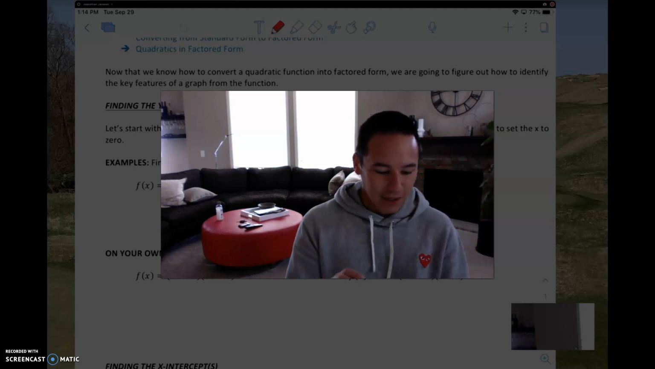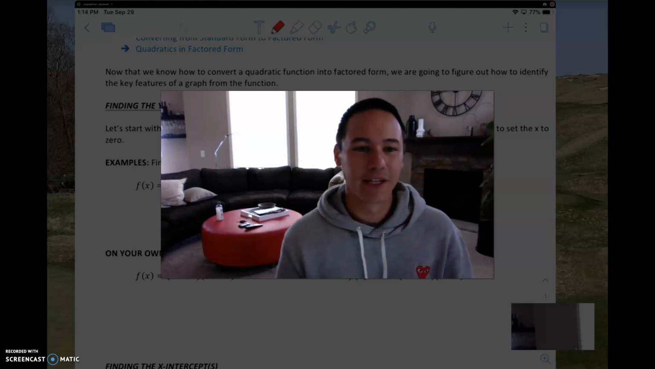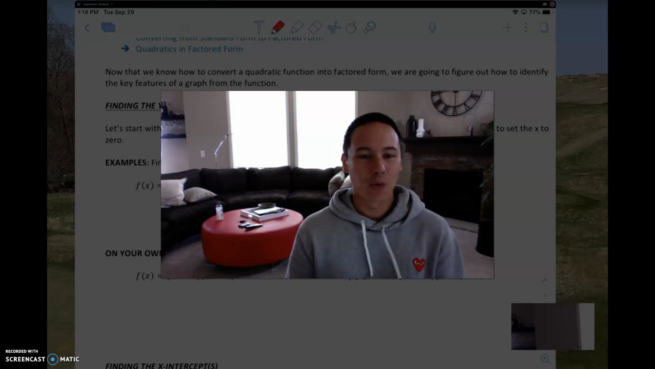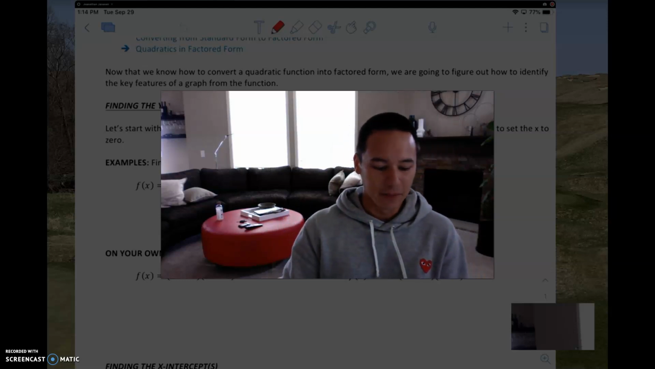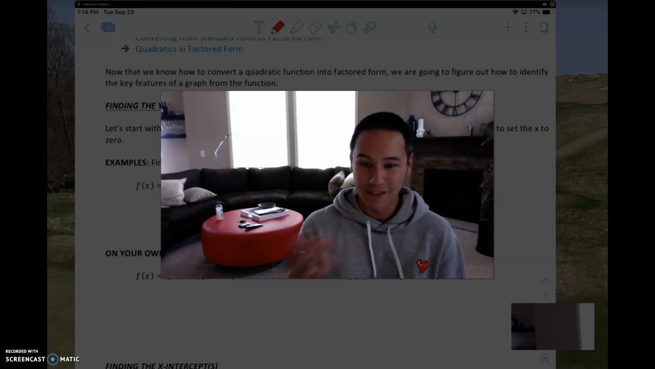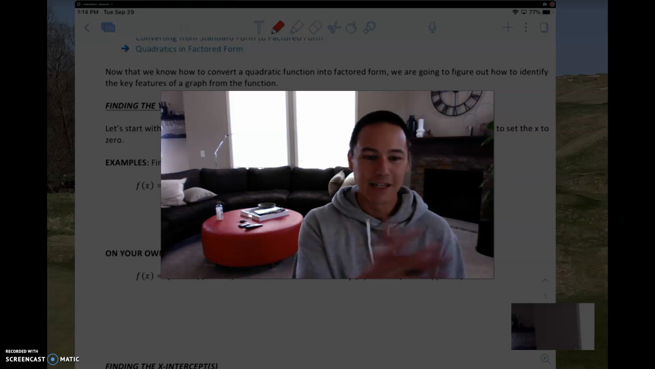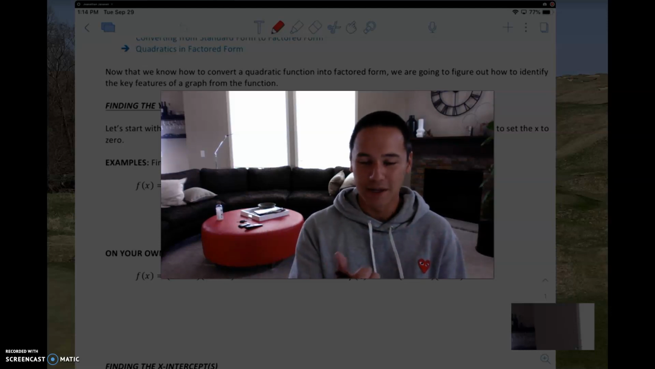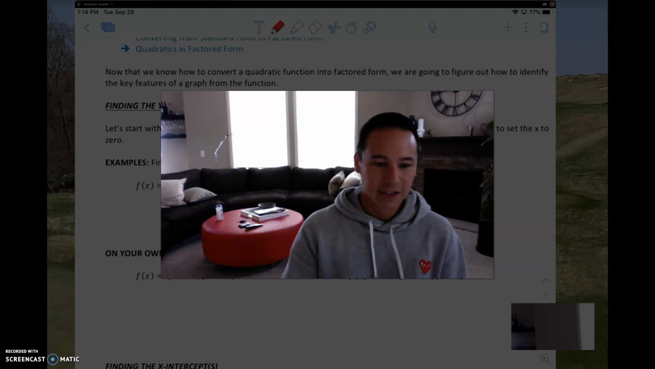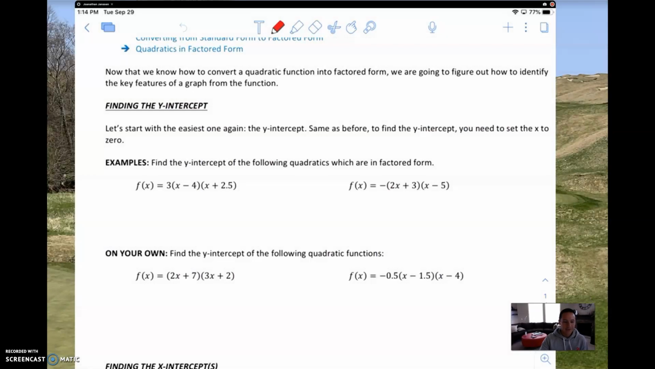Hello kids. Today we are going to be looking at quadratics in factored form, and specifically we're going to be finding the same key points that we found in the other forms. So we'll find the y-intercept, we'll find the x-intercepts, and we will find the vertex. So let's get started. Start by finding the y-intercept.